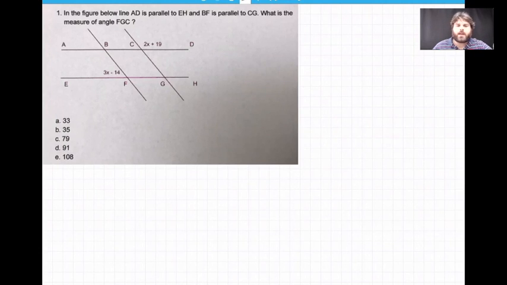All right, welcome to week 11 practice problems. The first problem says, in the figure below, line AD is parallel to EH and BF is parallel to CG. What is the measure of angle FGC?